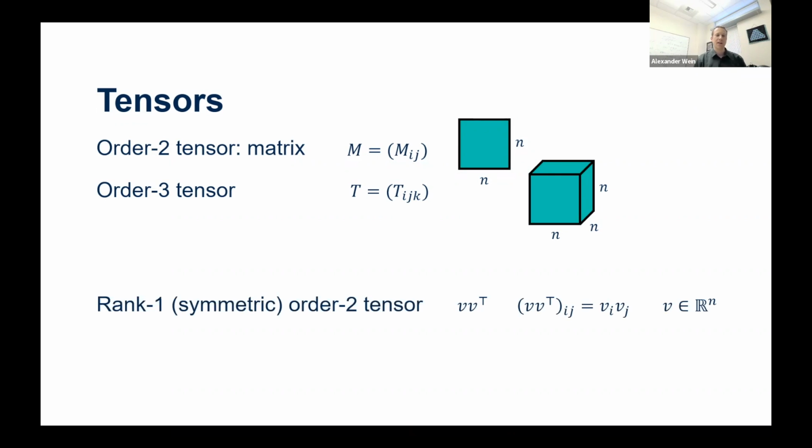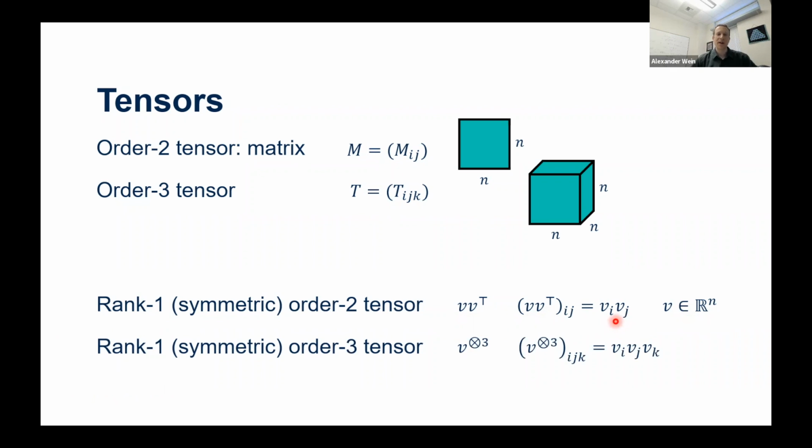Of course, we know that for a matrix, we have this notion of a rank 1 matrix. If v is some vector, you can form vv transpose as a rank 1 matrix, and its entries are defined like this. Similarly, there is a notion of a rank 1 tensor. Let's say we have this order 3 tensor. If you take some vector, we write the third tensor power of the vector to now be this order 3 tensor, defined this way. This is a natural generalization of vv transpose. You can also have tensors of order 4 and above, but in this talk I'll mostly talk about order 3 tensors.